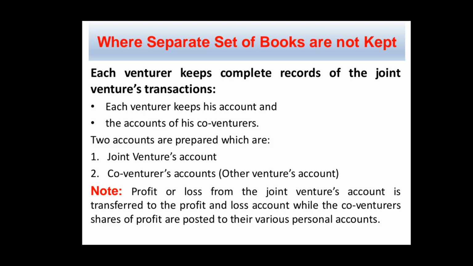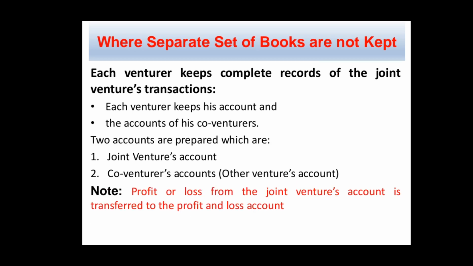Just like I said, since each of the venturers is preparing the accounts, which means they did not separate the account from that of their business, by the time they prepare the joint ventures account, their own share of profit will be transferred to their own trading profit and loss account, while the other venturers' share of profit will be transferred to each of the venturers' personal account being prepared. So that's what we are saying here.